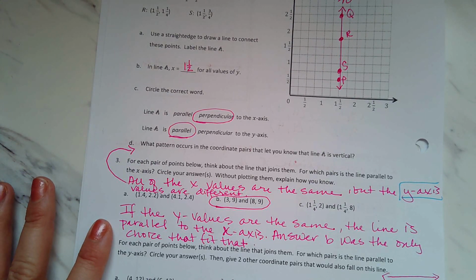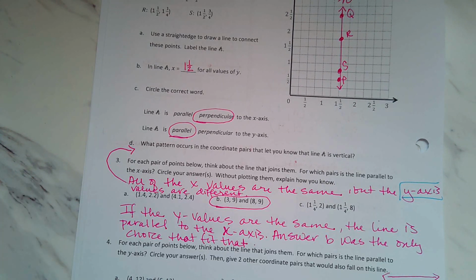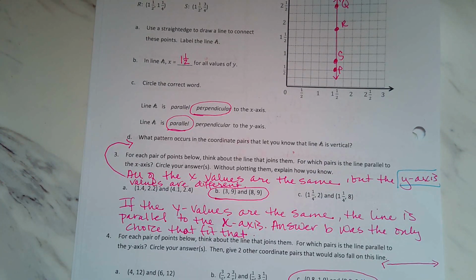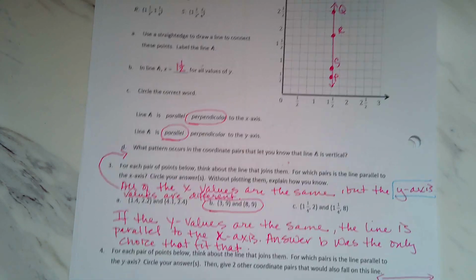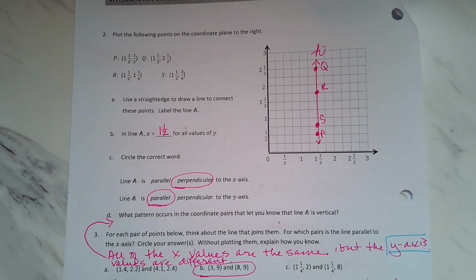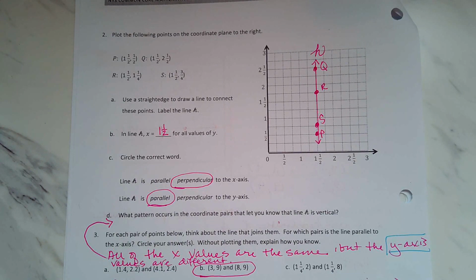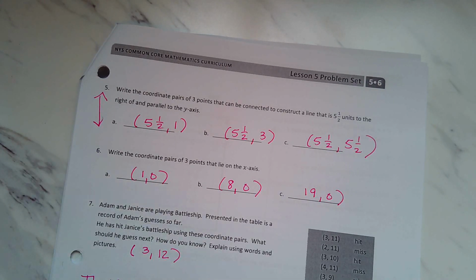Then for each pair of points below, think about the line that joins them. For which pairs is the line parallel to the y-axis? This was parallel to the x-axis. And then think about how other points would fall on the line. Then write the coordinate pairs of 3 points that can be connected to construct a line. Your numbers could be a little bit different for the y coordinate.